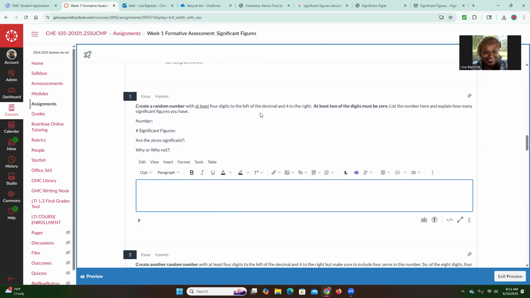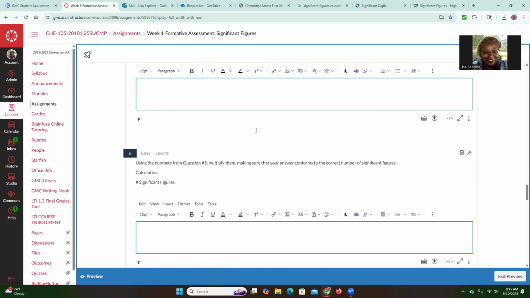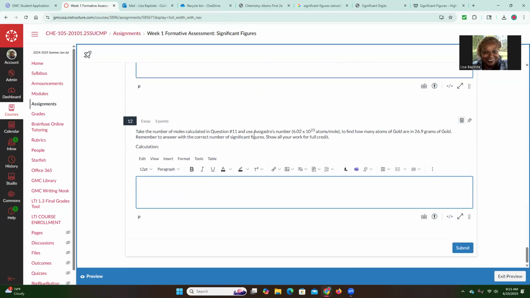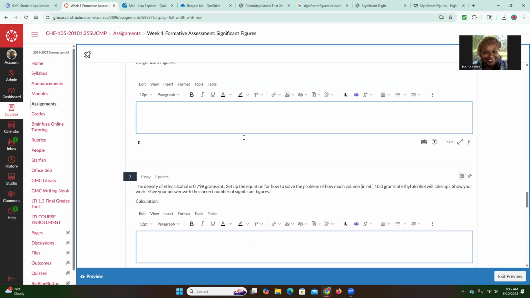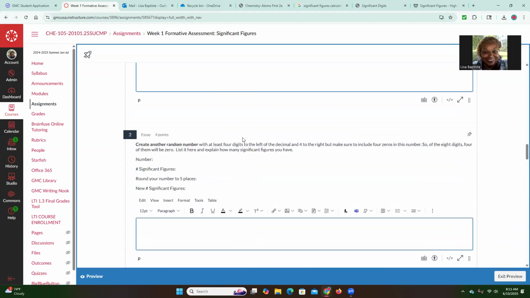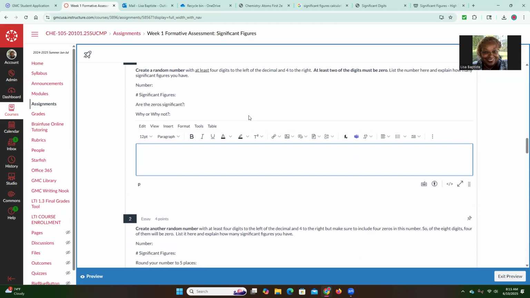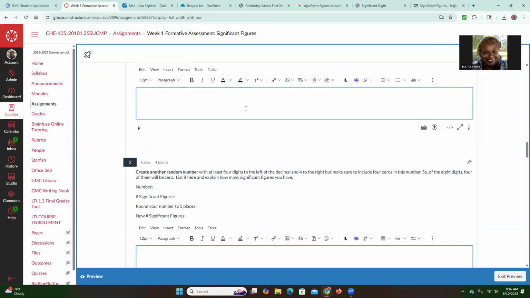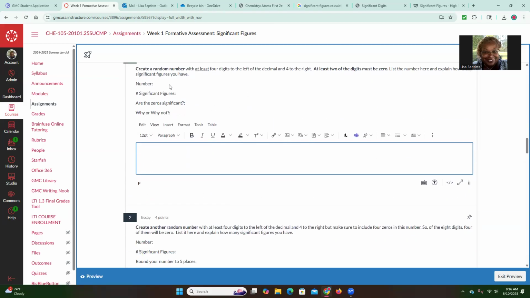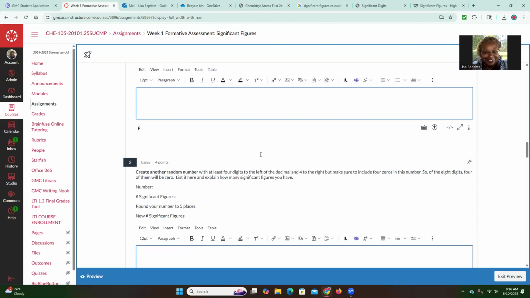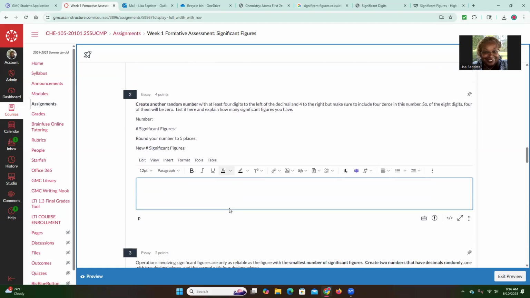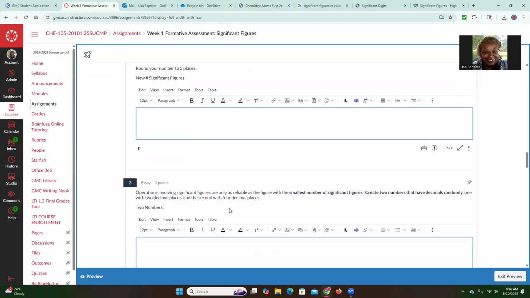And so the questions there are, if we look here, we have a total of 12 questions, okay? Some are calculations, some are just creating numbers and figuring out significant figures. So, number one, we want to create random numbers, actually for one and two, just to see how many sig figs we have. Are the zeros significant? Why or why not?